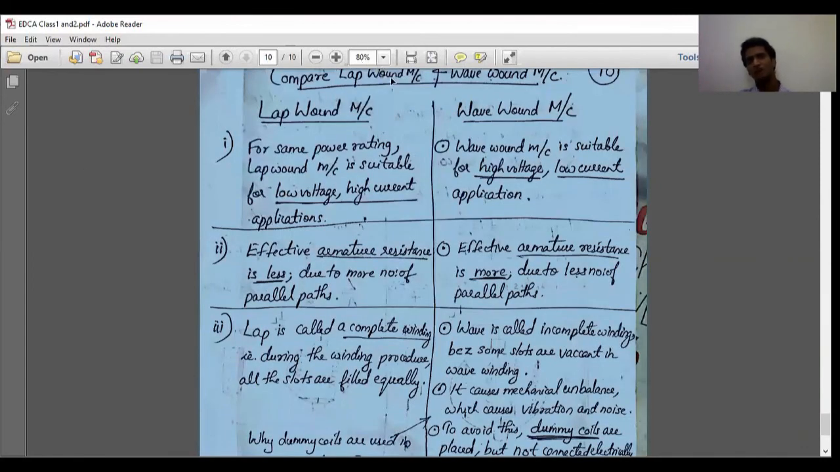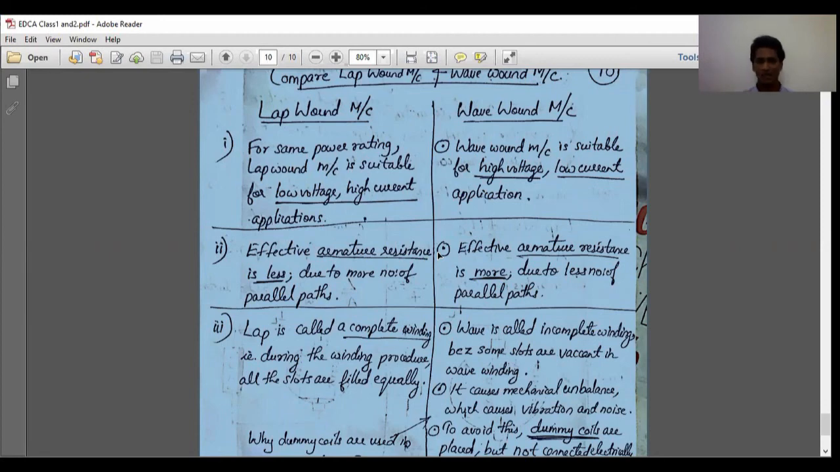Comparison between lap wound machine and wave wound machines. As I said before, for the same power rating, a lap wound machine is suitable for low voltage, high current applications, whereas a wave wound machine is used for high voltage, low current applications. Next point, the effective armature resistance is less for a lap wound machine due to more number of parallel paths. But in the case of a wave wound machine, the effective armature resistance is more compared to lap wound machines.